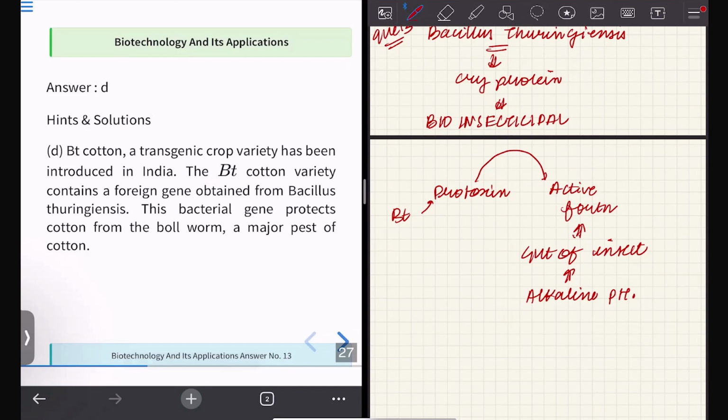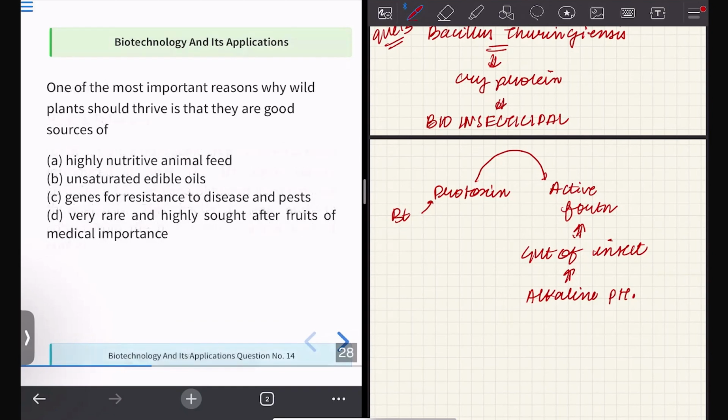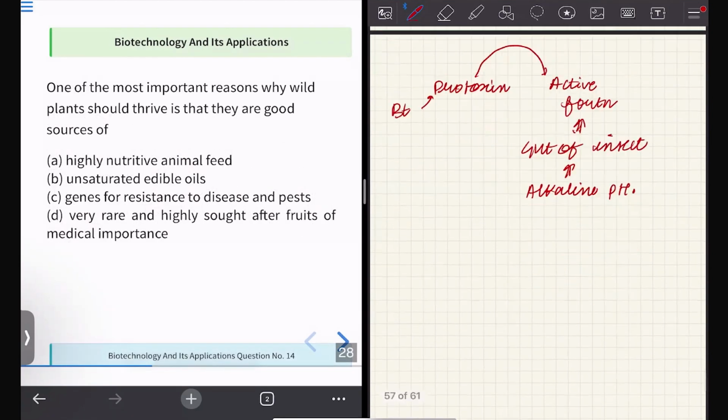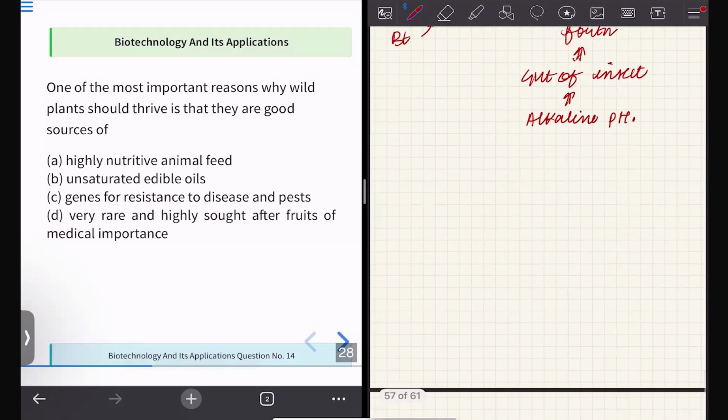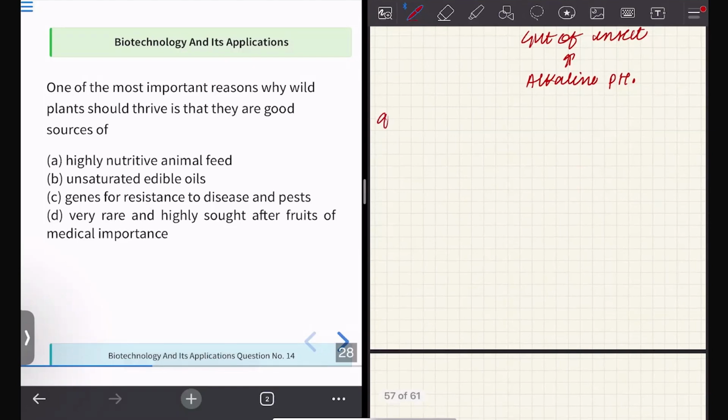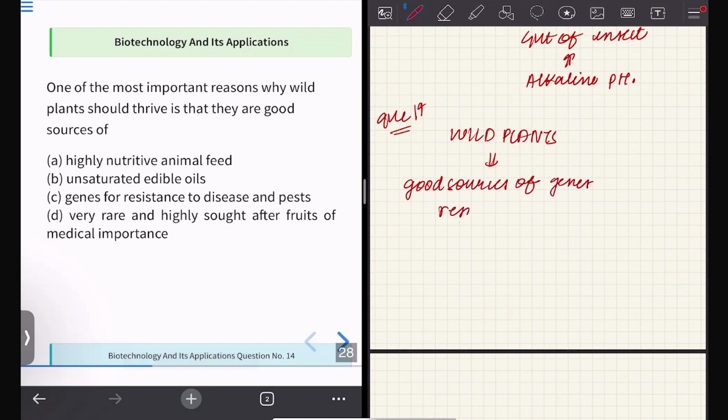It is obtained from Bacillus thuringiensis, and this particular gene protects the cotton from bollworm, which is a major pest of the cotton. Moving on to the next one: one of the most important reasons why wild plants should thrive is that they are good sources. Question number 14. Wild plants are actually good sources of genes that are resistant to disease and pests.